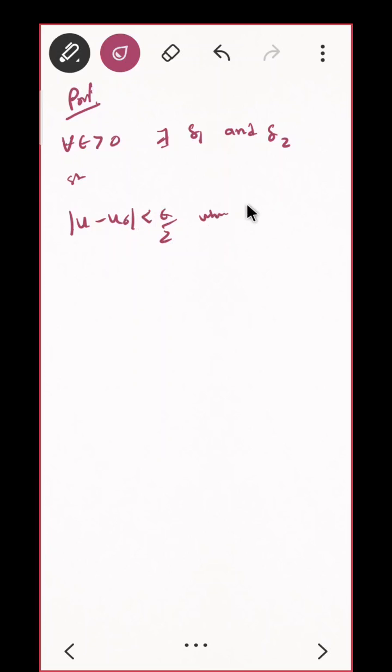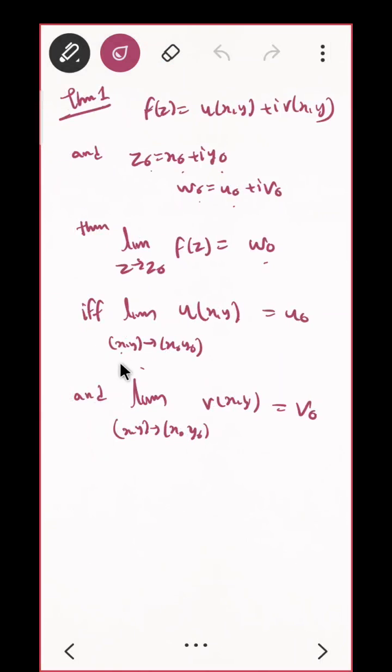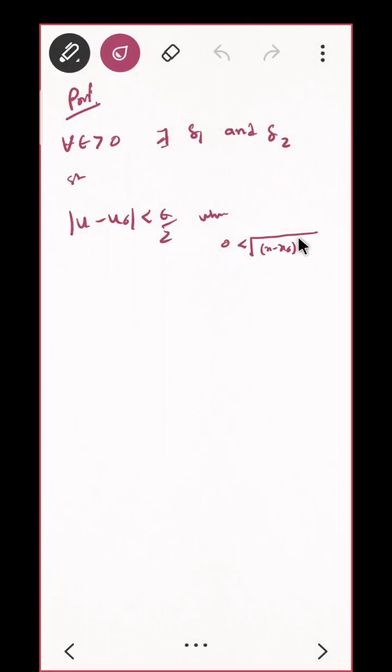For given epsilon positive, there exists delta 1, and I'll write delta 2 also, satisfying whatever the condition, or let us combine both, such that mod of u minus u naught is less than epsilon by 2, whenever you are having 0 is less than square root of x minus x naught the whole square plus y minus y naught the whole square that is less than delta 1. Since here the coordinates are given, I am not using z, otherwise I would have written z minus z naught less than delta 1.